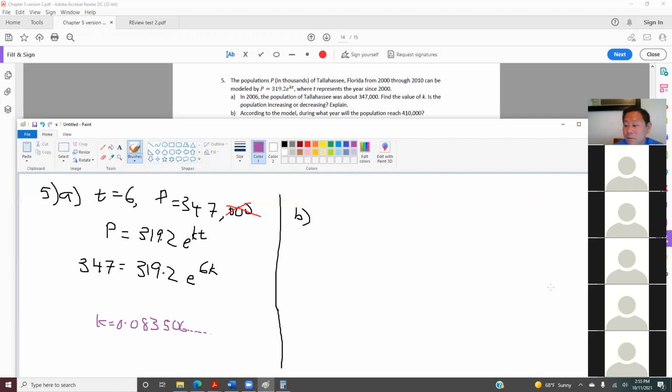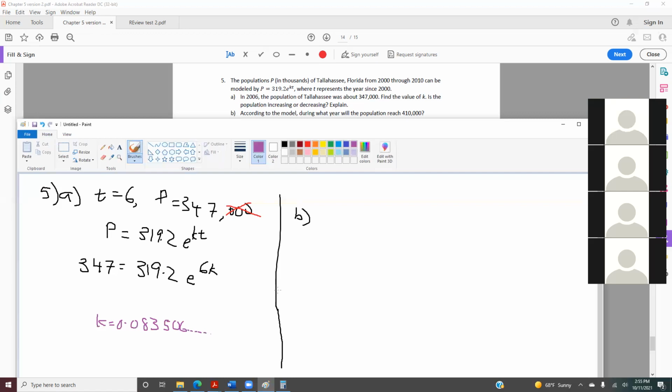Andrew? Yeah, I got that number, but I got that before I divided by 6. I did 347 divided by 319, and then ln, and it was 1.0877. Did you divide by 6? I didn't get to that yet. I did ln of that number, 1.08, and I got that.